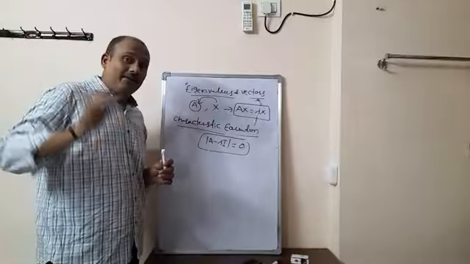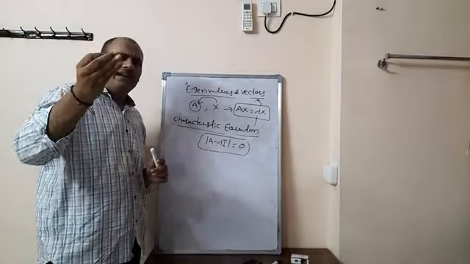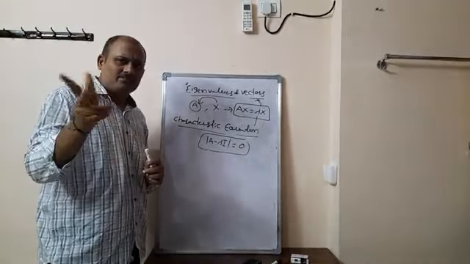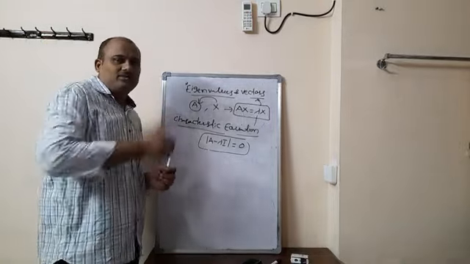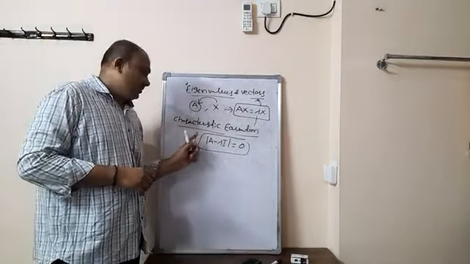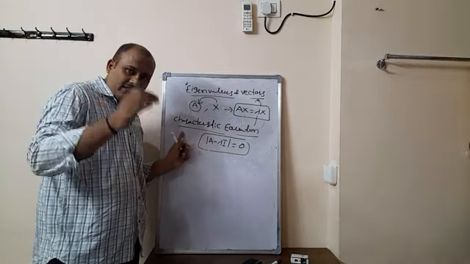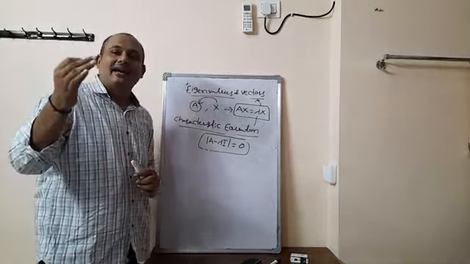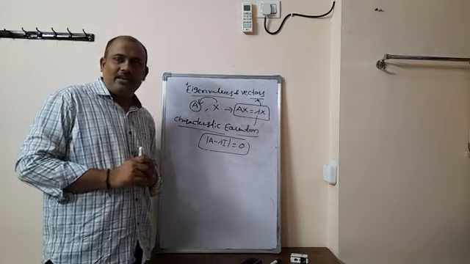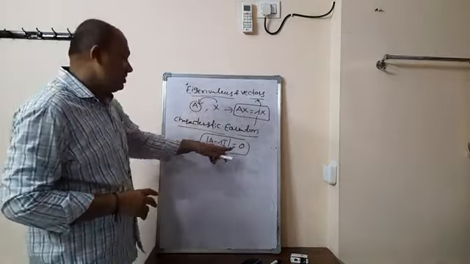Let A be a square matrix. Here every matrix is a square matrix. Square matrix means the number of rows is equal to the number of columns. I will explain the definition. Then the equation: determinant of A minus lambda I equals 0.